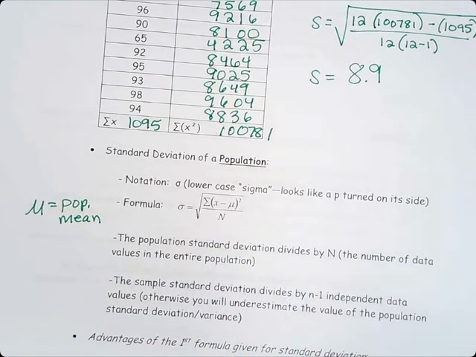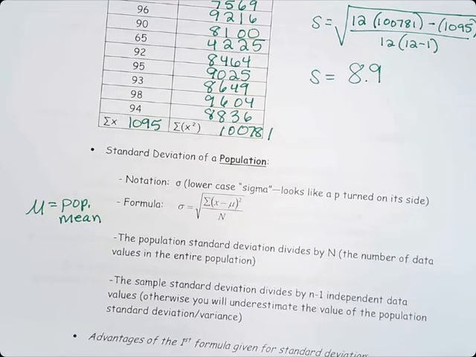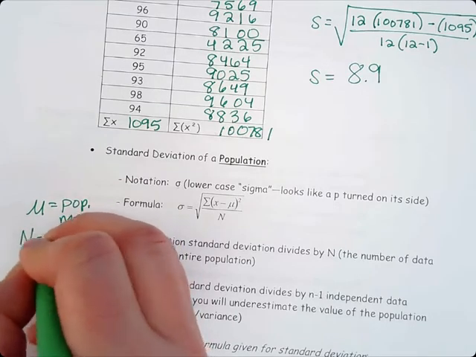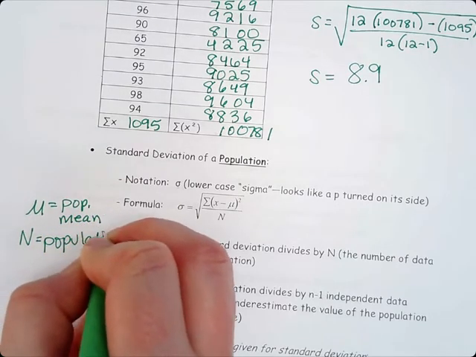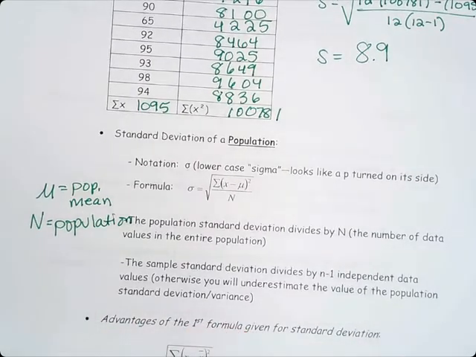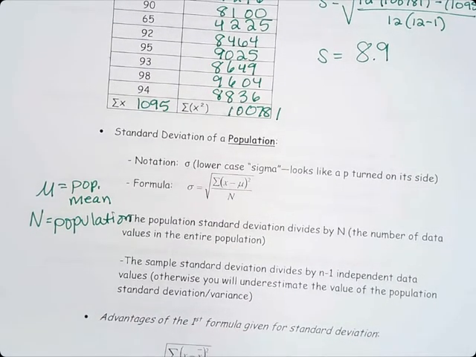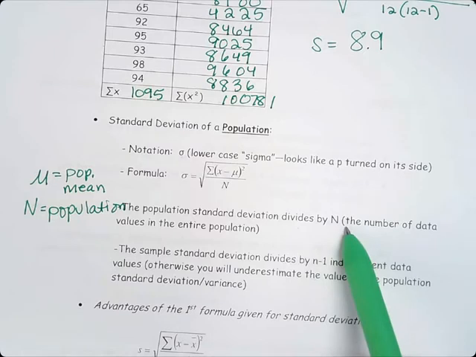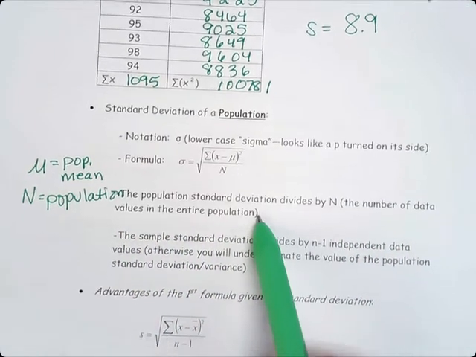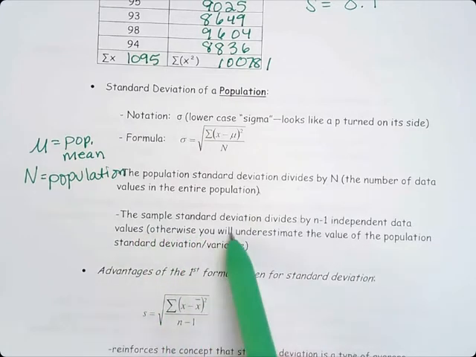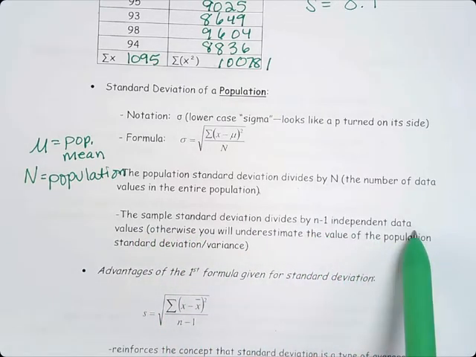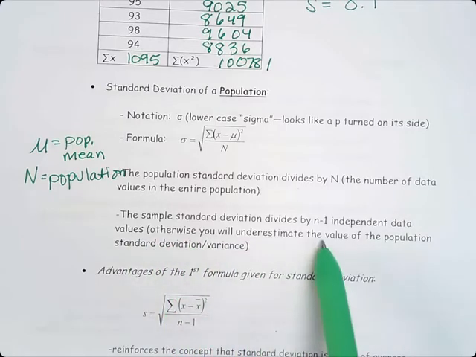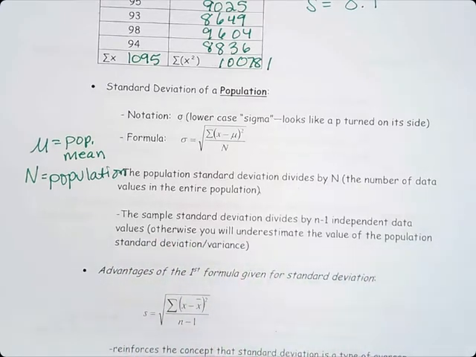And then the uppercase N, what do y'all think that is? If little n is the total number of sample data, what do you think big N is? Yeah, it's the population. How many people are in the population, or how many data values are in that population? Population standard deviation divides by N. Oh, it tells us right here: the number of data values in the entire population. The sample standard deviation divides by n minus 1 independent data values. Otherwise, you'll underestimate the value of the population standard deviation variance.